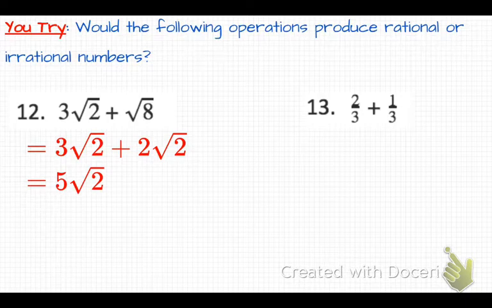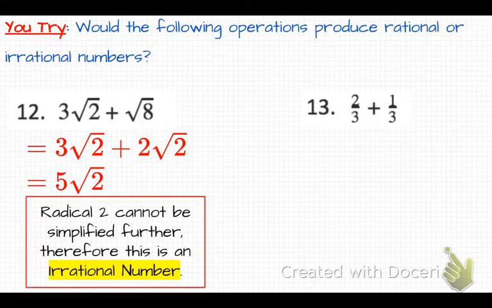Okay, so I have 5 radical 2, and then the square root of 2 is still what? No, the square root of 2 is still rational or irrational? It's still irrational. I can't simplify that any further, so now it's irrational, okay? Does that make sense? Is that okay? So you got the right answer, but your justification, do you understand why now?